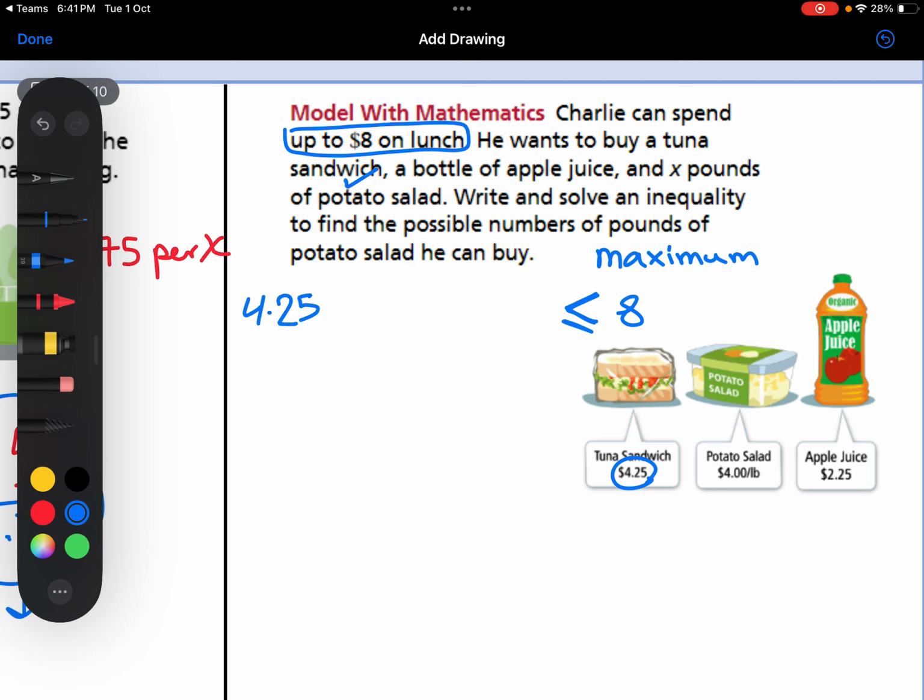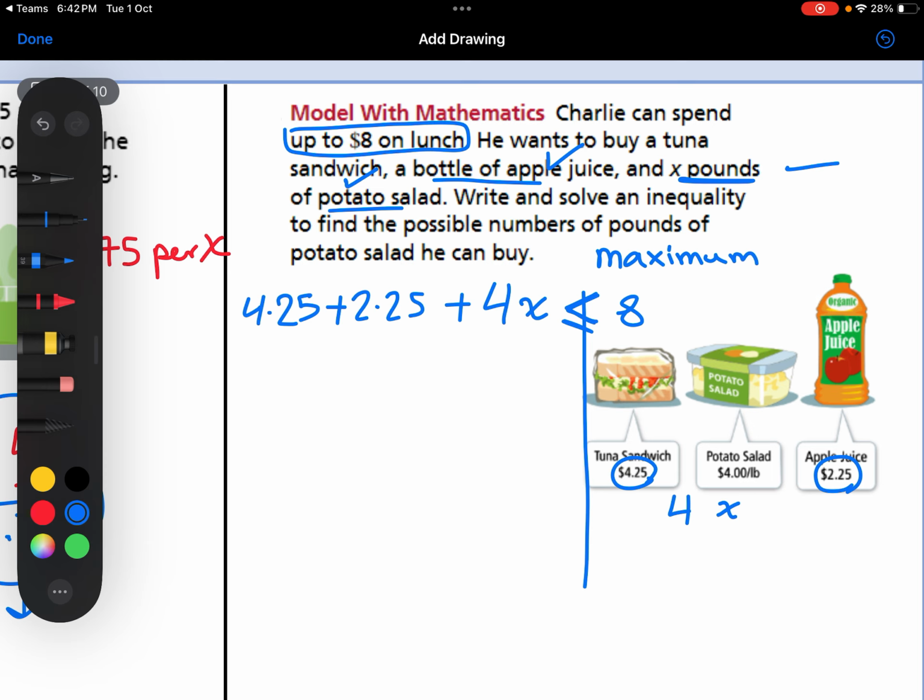What else? A bottle of apple juice. What's the price of apple juice? 2.25, plus 2.25. And x pounds of salad. So x amount of salad, but the price of every pound is 4. So 4 times x amount of salad. That's it, I wrote my inequality. Let's solve it. What should I do? You can combine these at first. It's going to make it easier for you to work with. So 4.25 plus 2.25 is 6.5.